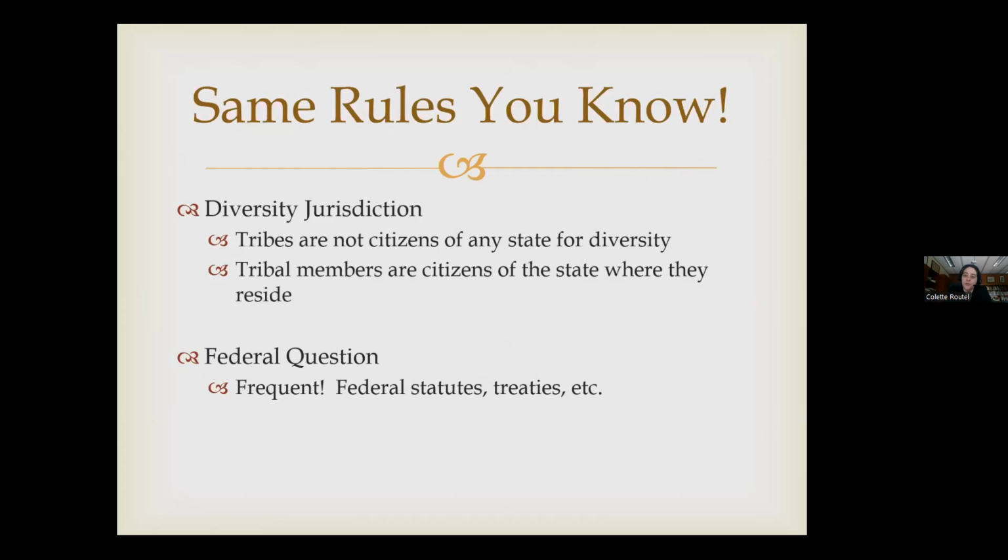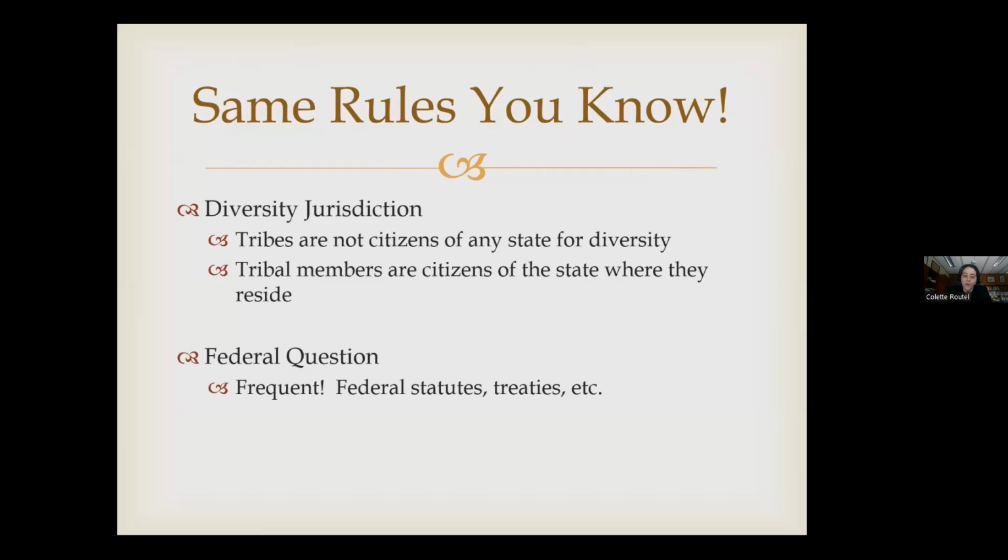The twist here for diversity jurisdiction is that you cannot sue a tribe in federal court under diversity jurisdiction. An Indian tribe itself as a sovereign is not considered a state for the purposes of diversity jurisdiction, and its mere presence in the lawsuit destroys diversity jurisdiction. So you can't sue a tribe and be under diversity jurisdiction. Tribal members are not considered citizens of the tribe for diversity jurisdiction. They're considered citizens of the state where they reside. So a Mille Lacs Band member who lives on the Mille Lacs Band reservation would be considered a Minnesota state resident for the purposes of federal diversity jurisdiction. And then all the other diversity rules would still apply.